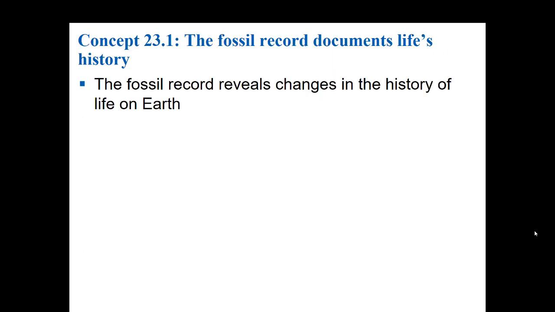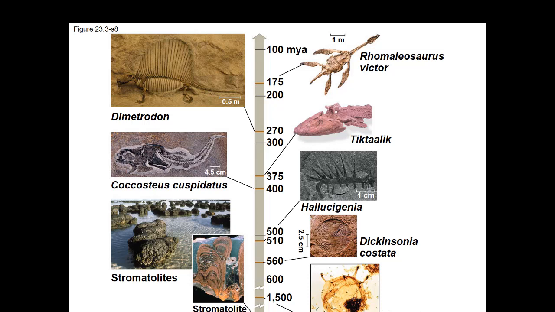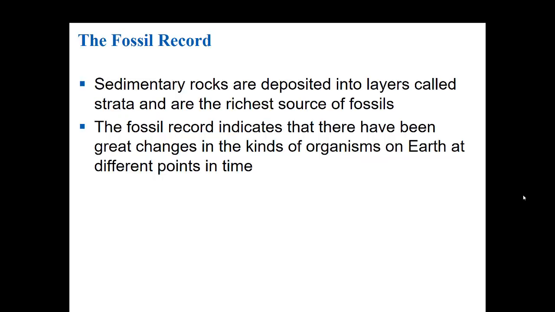So the fossil record reveals changes in the history of life on Earth. Otherwise, we would never know what happened before we came along. This is an example of a map showing you how things have changed throughout time. And where we go to get our fossils is really sedimentary rocks. Sedimentary rocks are deposited into layers. These layers stack on top of one another, and they're called strata. And that's the richest source of fossils that we have.